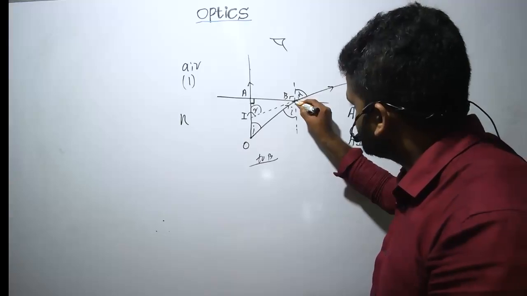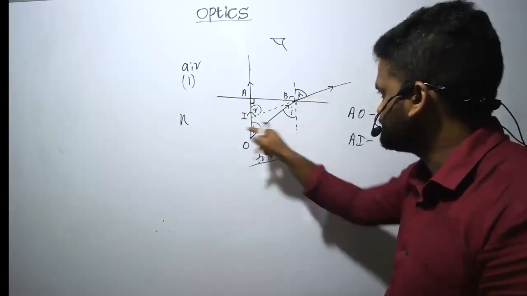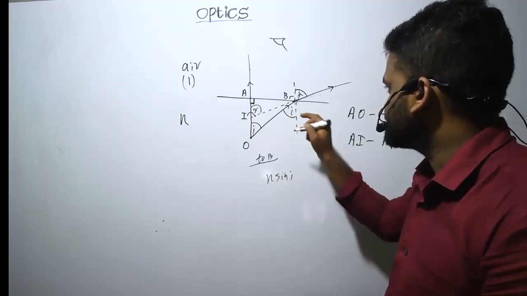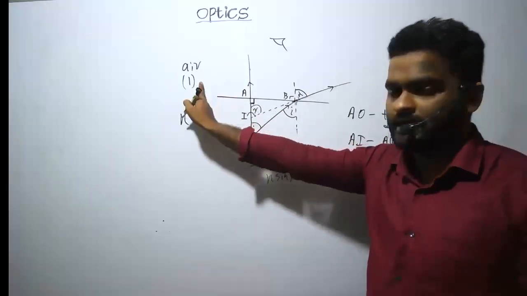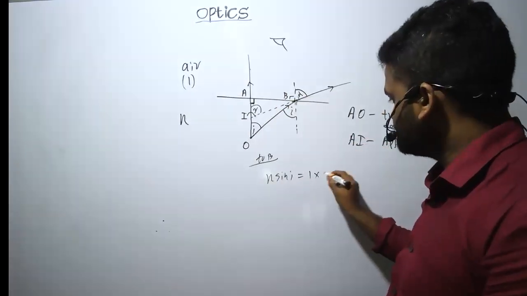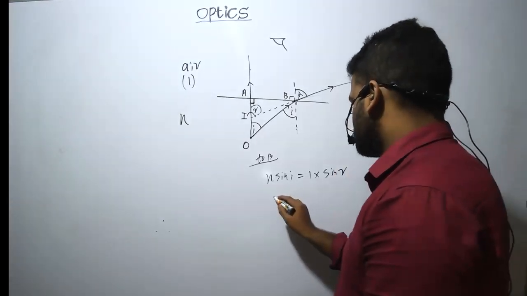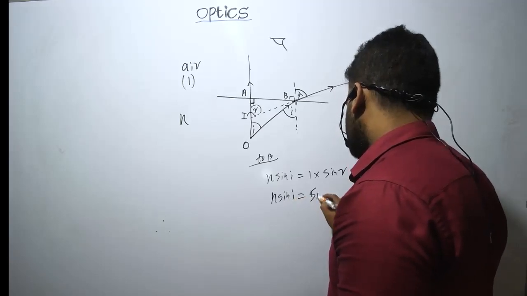If we apply Snell's law here, the refractive index, I took it as simple n of this medium. n times sine I equals, this is air, so refractive index I took it as approximately 1, times sine R. So here we have n sine I equals sine R.